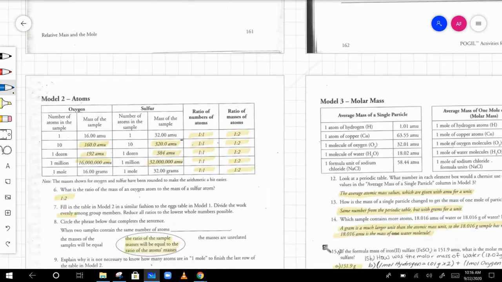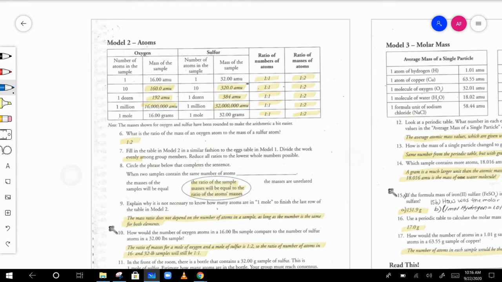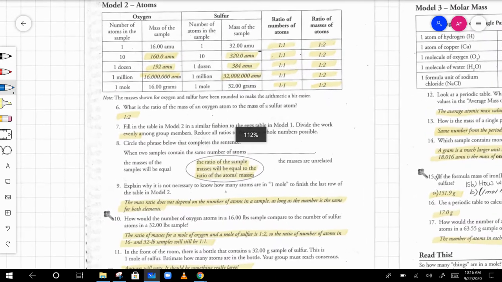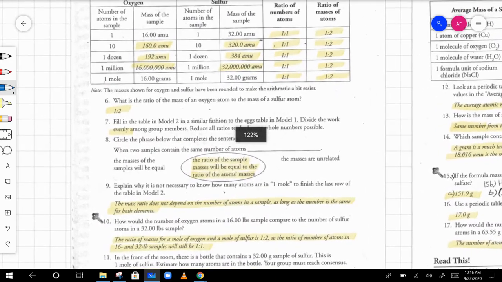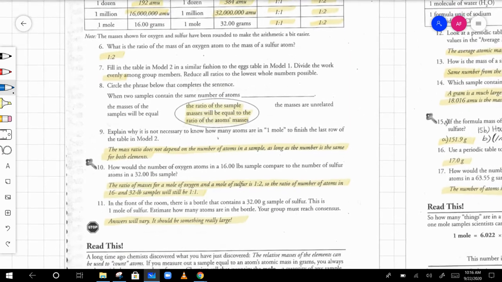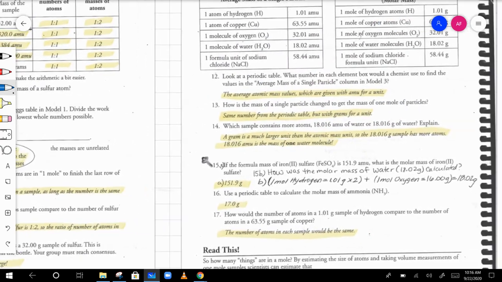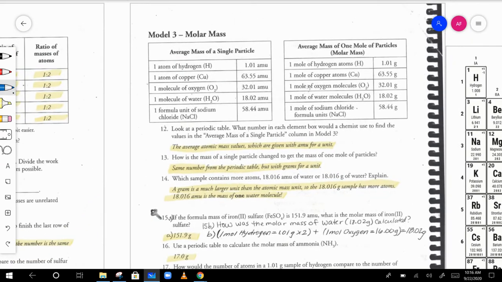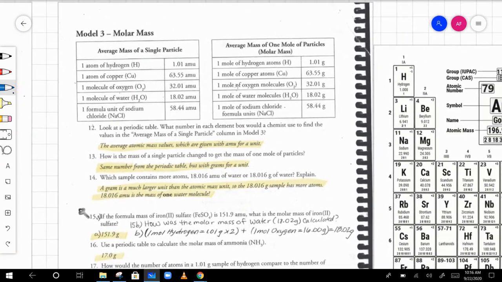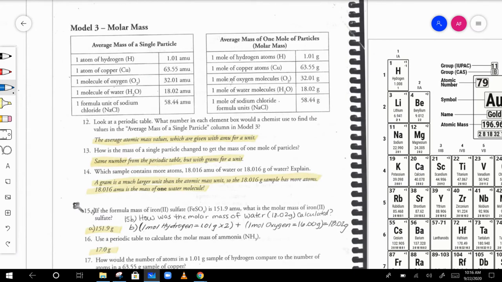So I'm going to skip all this, actually. Just make sure you do it carefully and pay attention to it. I just really want to talk about this. This is really all I want to talk about: molar mass. What is molar mass?